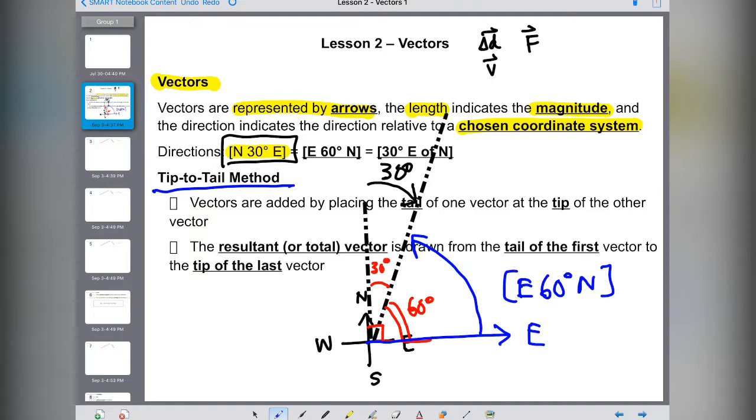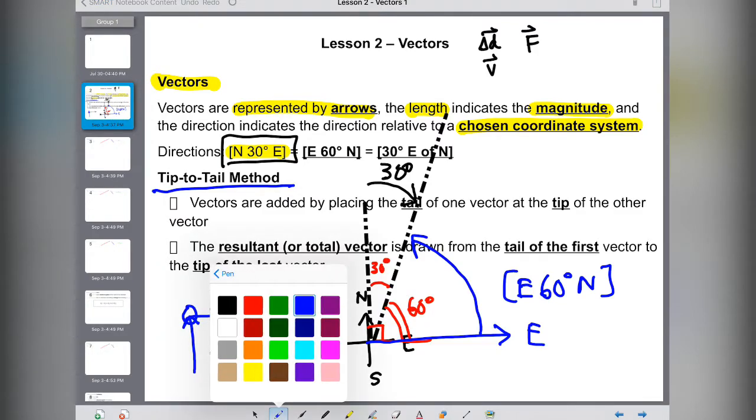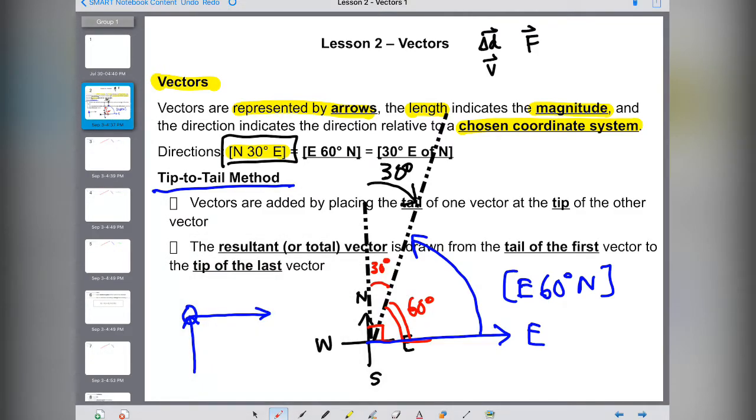Okay, the next thing we want to talk about is the tip-to-tail method. Whenever we're adding vectors, we're basically putting the tail of one vector at the tip of another vector. So if I travel north, and then I travel east, I will keep going from where I ended and go east. And to figure out what the overall is, we would go from right here, from the starting point towards the ending point, having the tip and the tail all connected together.